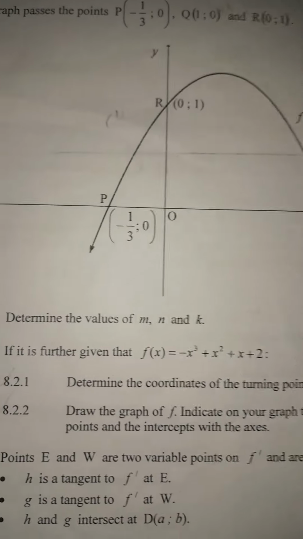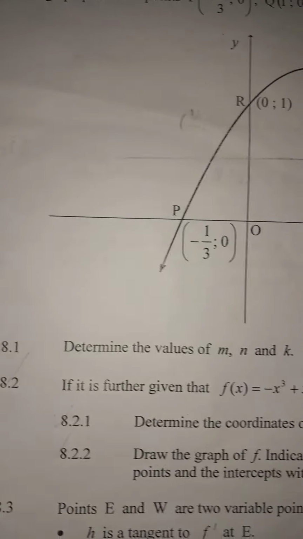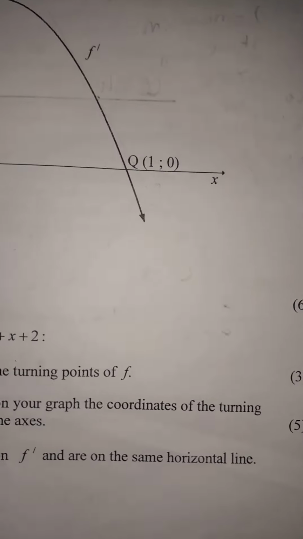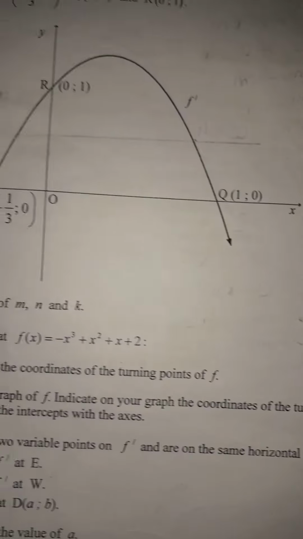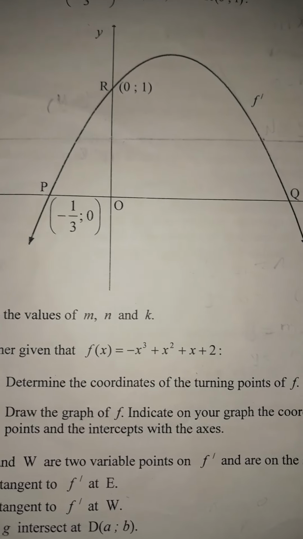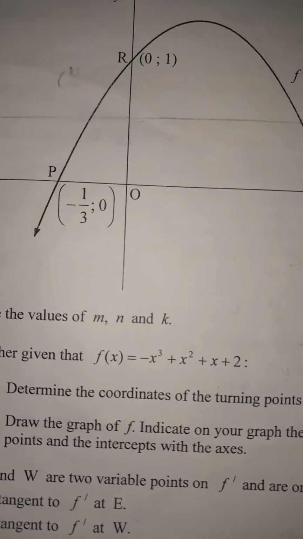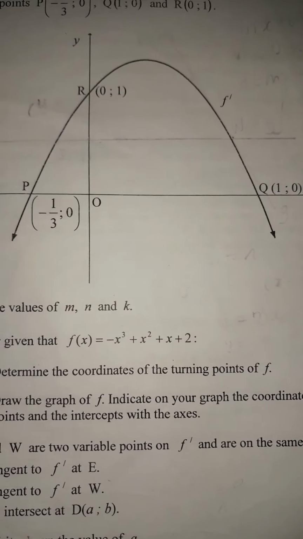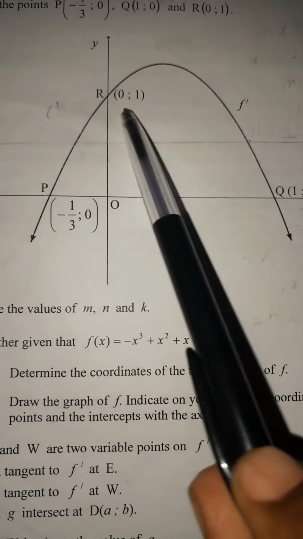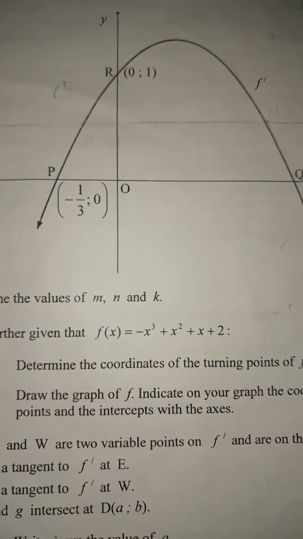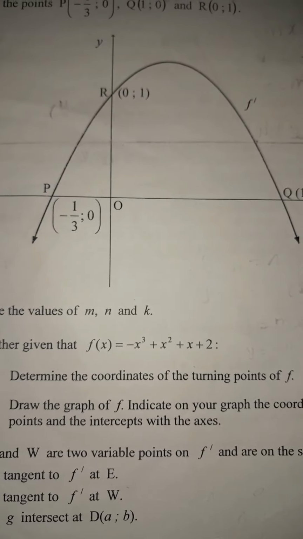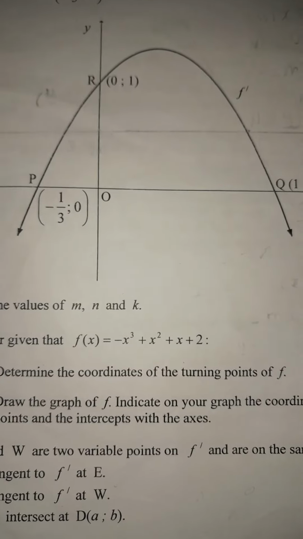Right, okay? First things first, to find the values, let's see how many marks this is. Oh, 6 marks, right? That means we need to put in the work. To find these values of M, N, and K, let's look at what form or method we should use. When you look here, we have two x-intercepts and another point, which is the y-intercept. So there's a certain formula that we are going to use. Let's put it into practice.